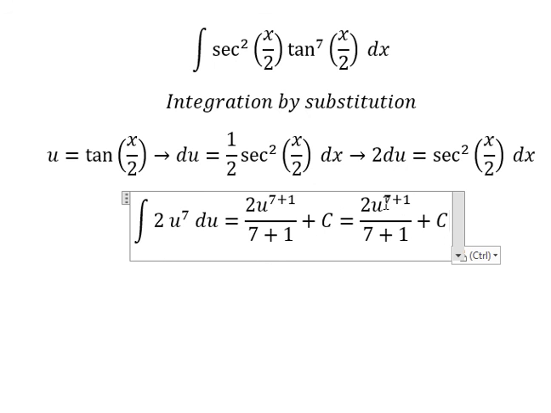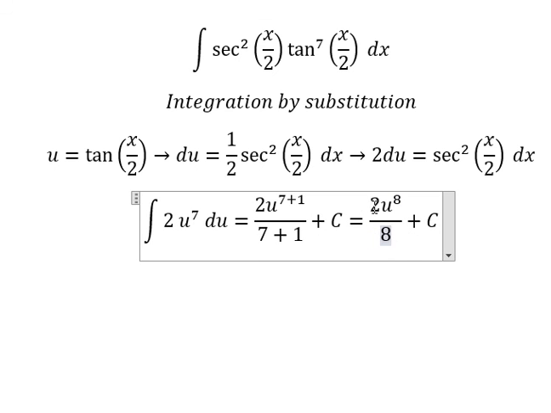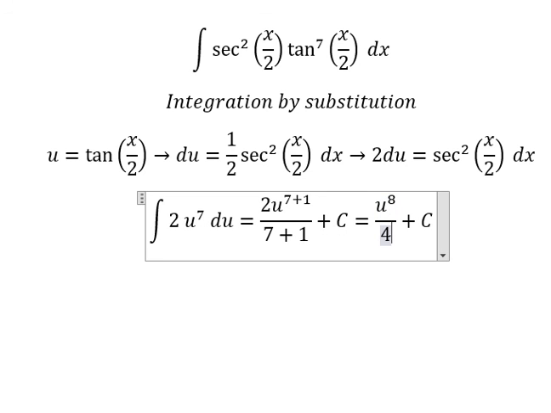So this one we have number 8. This one we have number 8. So 2 divided by 8, we have 4. So u, that is about this one.